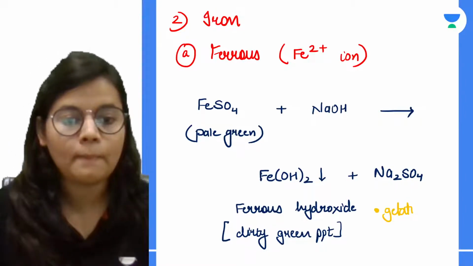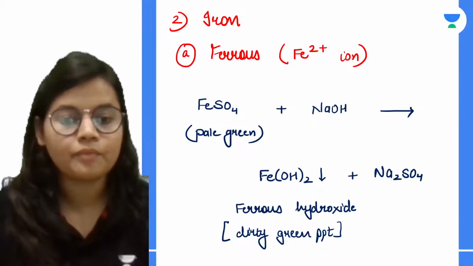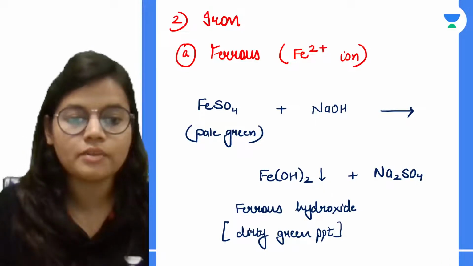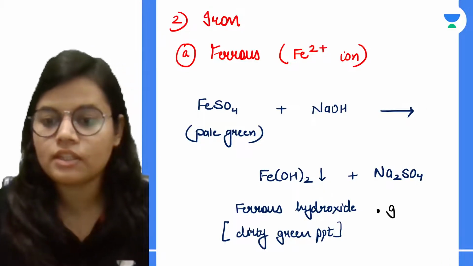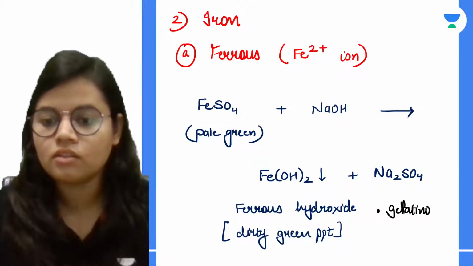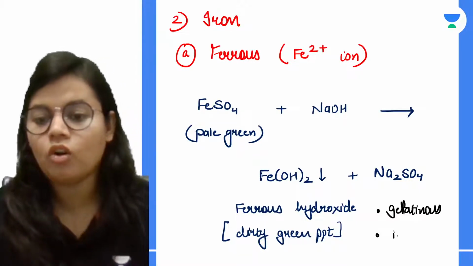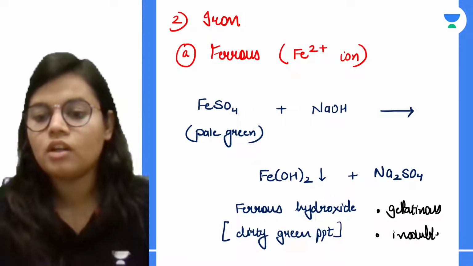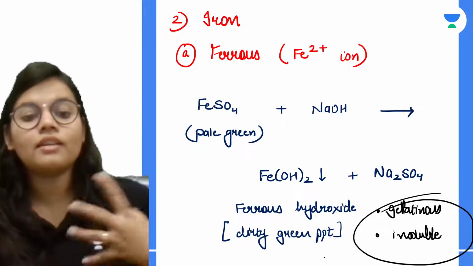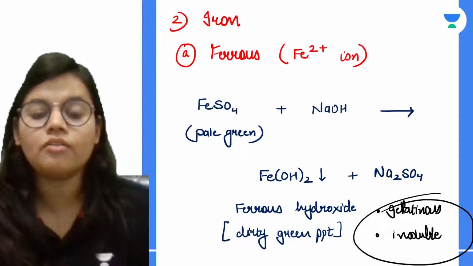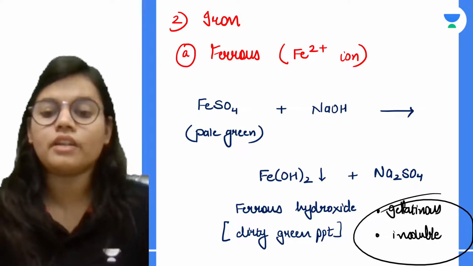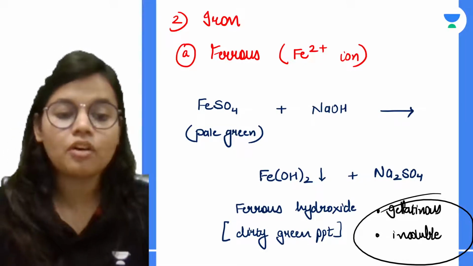So this precipitate would be a bit gelatinous and not soluble in water. So these are again other identification properties which we can use to identify the type of salts. So this is for ferrous.